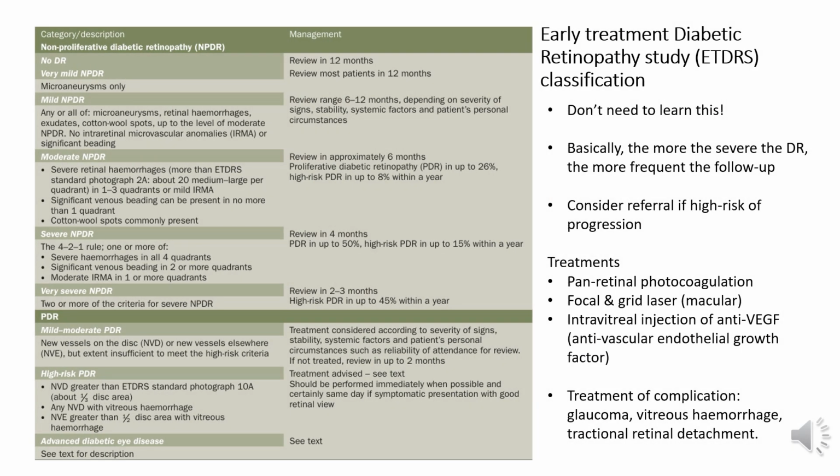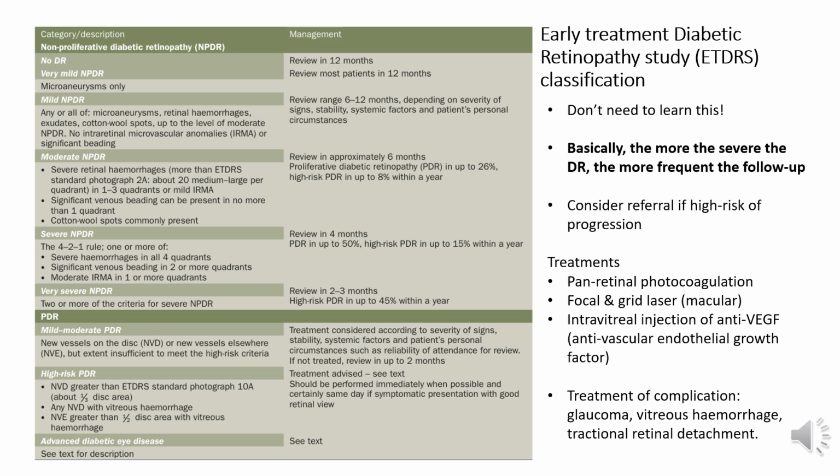This is the ETDRS classification. You don't need to remember this. I personally don't remember it. Just want to illustrate a few things. First of all, there are different stages of non-proliferative retinopathy. The mild one looks fairly normal. The moderate ones look obvious with diabetic retinopathy, but also may have some cottonwool spots. Severe one has more extensive hemorrhage and exudate and cottonwool spots.